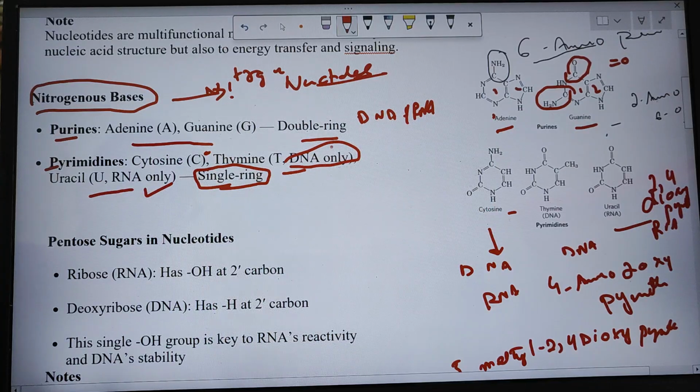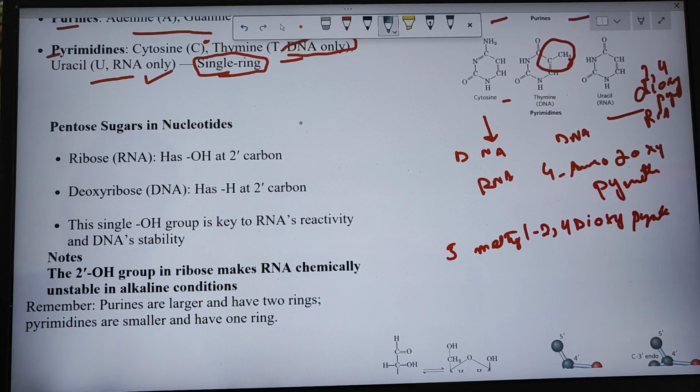Also, uracil lacks the methyl group at the carbon number 5. So you can remember that thymine is the only nitrogenous base which contains the methyl group, CH3 group. Okay.